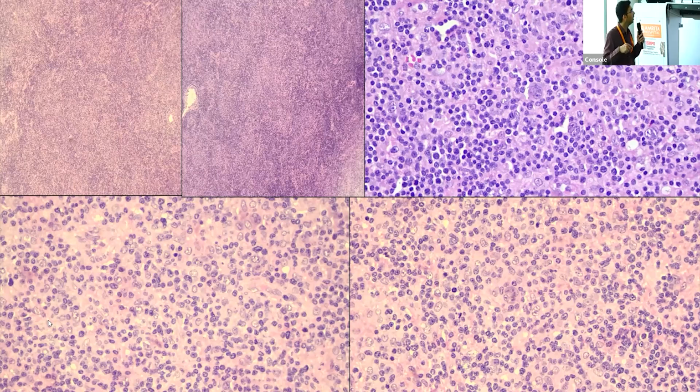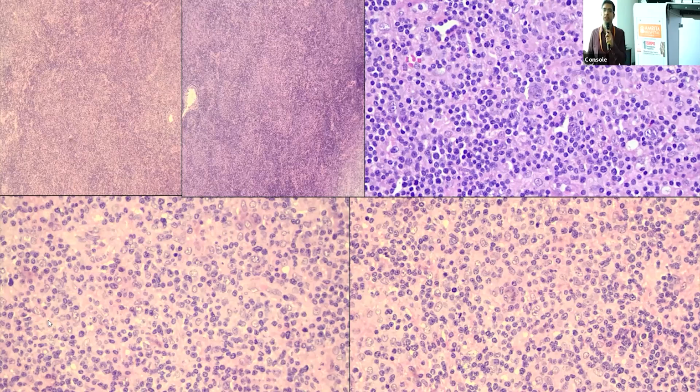When the low power shows this mottled, moth-eaten appearance, and these large cells are few in number and surrounded by this classic rosetting. Here also we can see these large cells, like this one. You can see this large cell which is surrounded by this wreath of cells. Here also we can see this large cell surrounded by a wreath of small cells. Like here, this is a large cell surrounded by a wreath of cells. It was very difficult because these large cells are few in number.